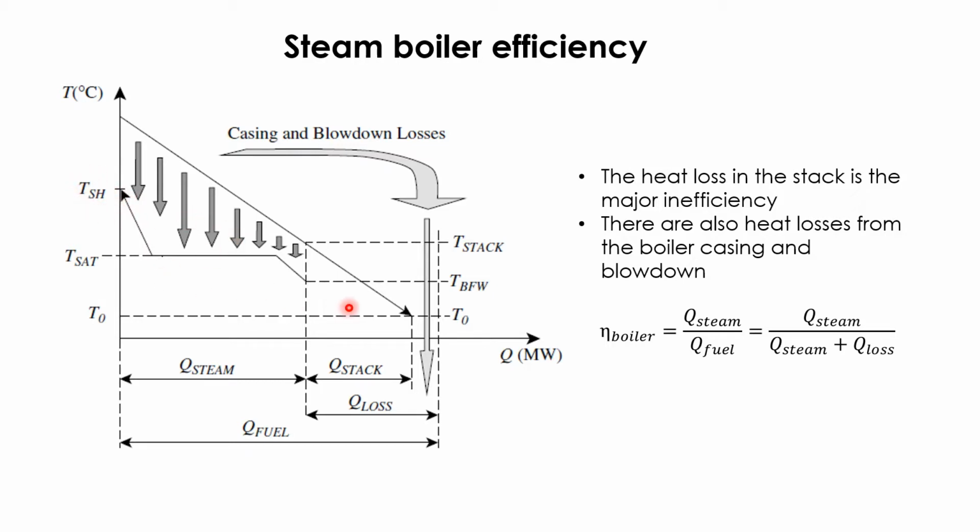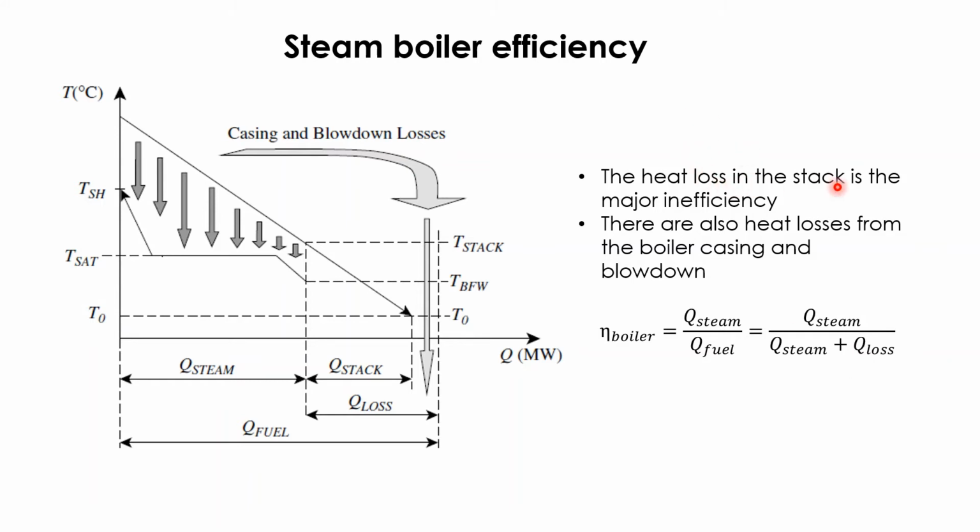So based on these two temperature gradients, the term boiler efficiency is defined. The boiler efficiency is defined as Q steam, which is basically all of the heat from the boiler that is converted into the heat of the steam, divided by the total heat supplied by the fuel. So that's the basic definition. So then the heat from the fuel, based on this classification, is equal to the heat of the steam plus the heat loss.